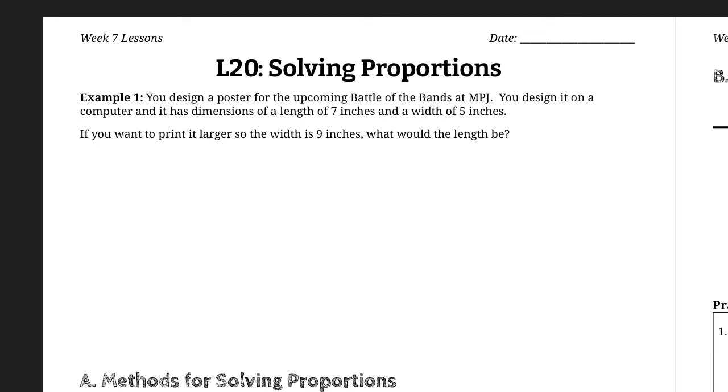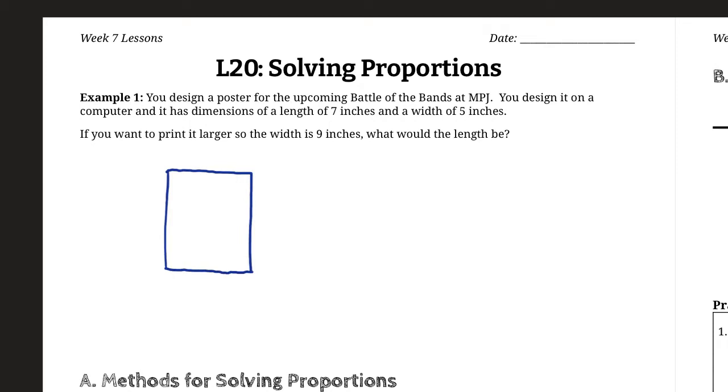So in this video, we're going to talk about proportions and how to solve them. So for example, if you design a poster for the Battle of the Bands on a computer, and the dimensions are 7 inches long by 5 inches wide. So let's just draw what this poster is going to look like.